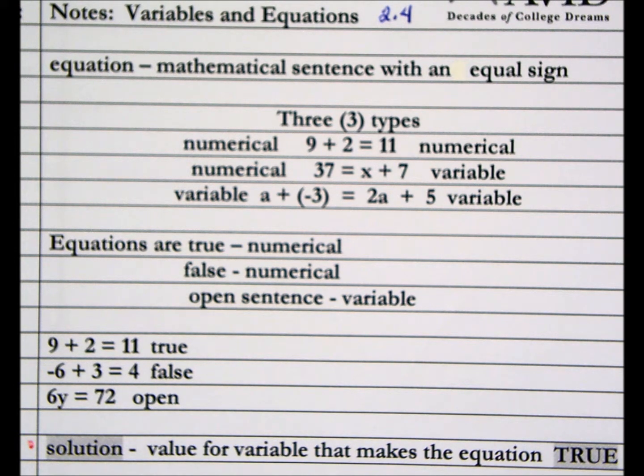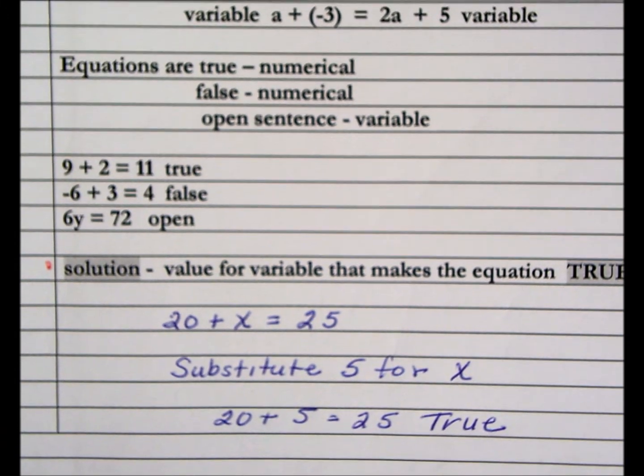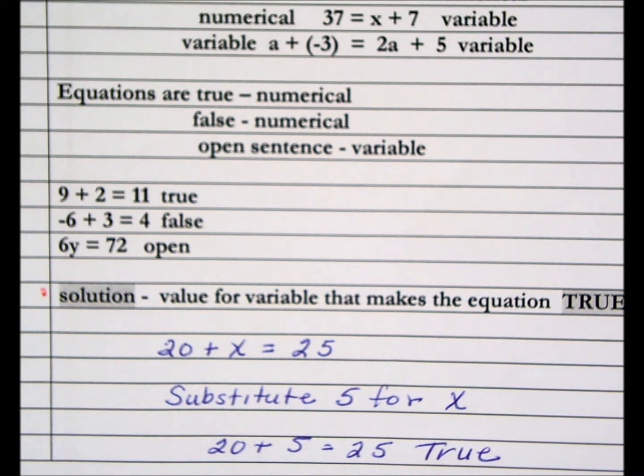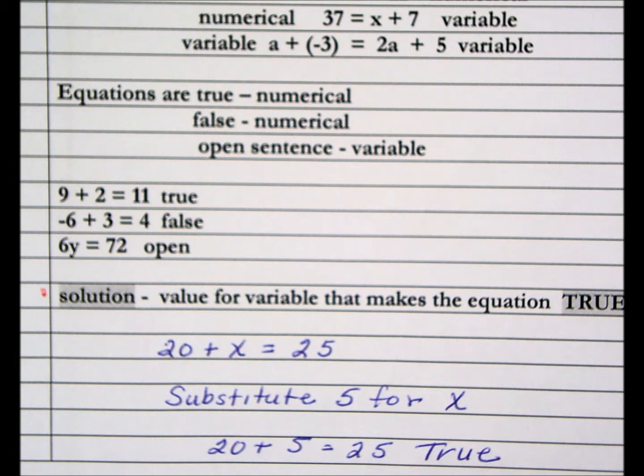Now when we're solving equations, we are looking for a solution. And a solution is a value for the variable that makes the equation true. I'm going to show you an example of one of those now. In this equation, 20 plus x is equal to 25. If I substitute 5 for x, then 20 plus 5 would equal 25, and that would be a true equation. And therefore, it is a solution. If I put in 2, then 20 plus 2 is equal to 22, and 22 does not equal 25. So therefore, 2 would not be a solution for this equation.